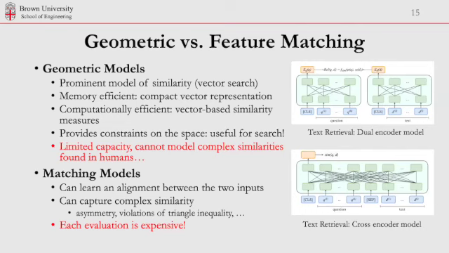The issue is that it's hard to store a lot of information in those vectors, and so they have a limited representation capacity. Also, they can't model complex similarities, like asymmetric relationships between objects that we see with human similarity. On the other hand, these matching models, since they take the two objects as an input, can learn an alignment between the two objects. That allows them to capture more complex similarities, such as asymmetry. The issue is that now each function evaluation is very expensive.